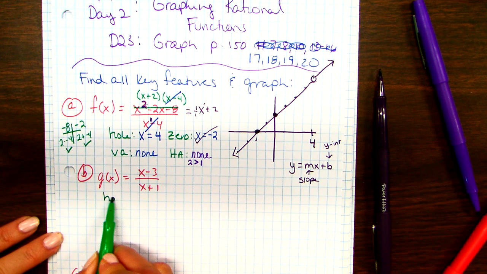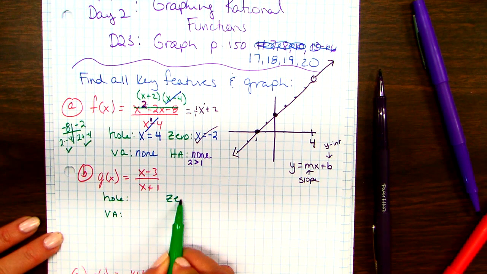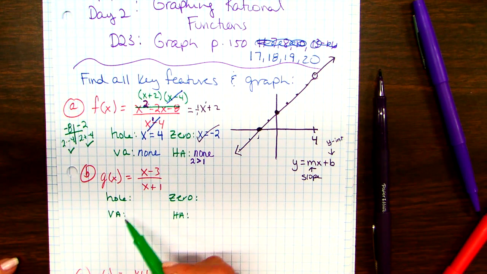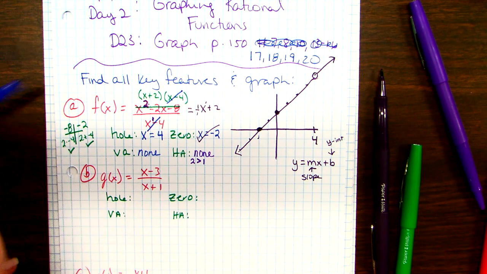Let's organize the hole, VA, 0, and HA. So remember how we get a hole. A hole comes from any numerator and denominator that are identical twins, and they cancel. Do we have that in this problem? Is there anything that cancels? Nope. So we have none.